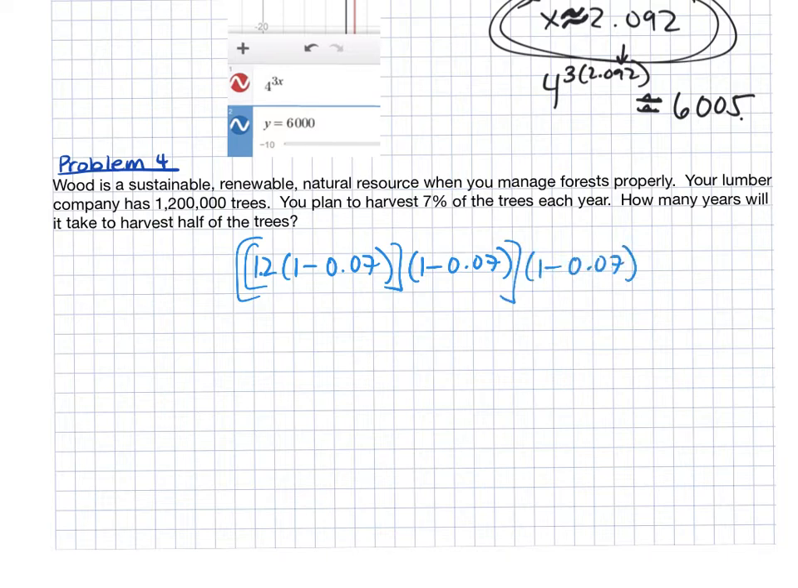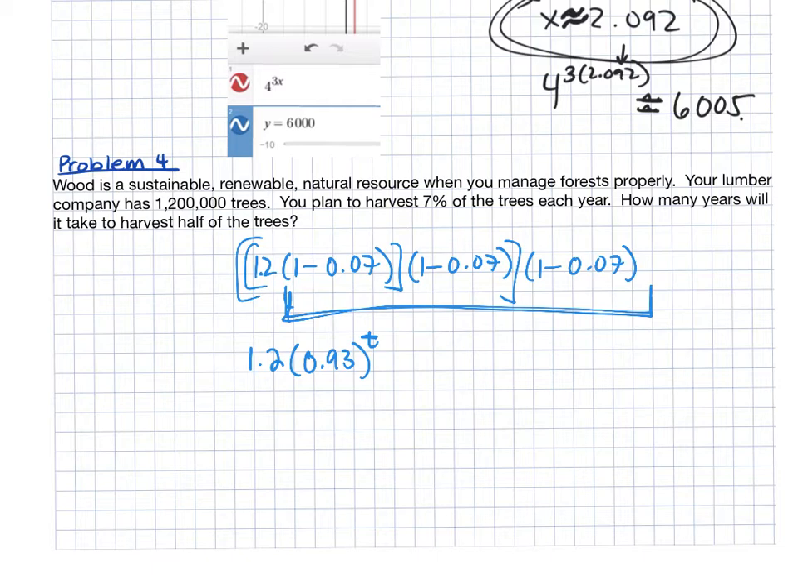So what's happening here is, each year you're going to multiply by this number here. So the equation is 1.2, and then let's do this 1 minus 0.07. You're going to have 93% of your trees left after 1 year, after 2 years, and so on. Let's make t your years. So however many years you have, you're going to be multiplying by 0.93.